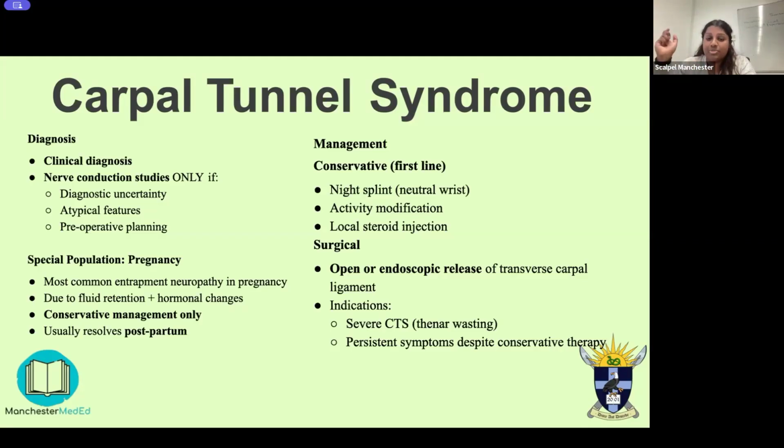So conservative management would be a night splint, because basically you want to not squish your median nerve like that, and you want to keep your wrist in its neutral anatomical position. So you're going to have something to hold it in place. Activity modification would be speaking to someone about their job and saying, are we able to make any ergonomic setup differences in the way that people use their laptop, use their keyboard? Are we able to use dictation, something like that?